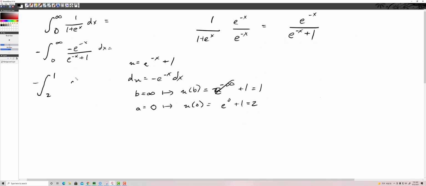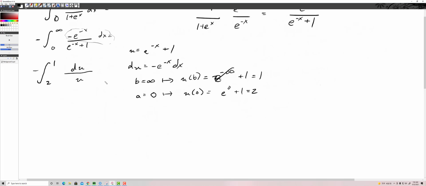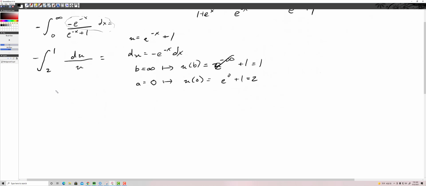Then I've got my du on top, which was this quantity here, and u on the bottom. But look at this: I've got a negative sign in front, and swapped bounds of integration, so I can get rid of both in one fell swoop. Now I'm ready to integrate. That's just ln u from 2 to 1. Guess what that is? It's just ln of 2. There you go.